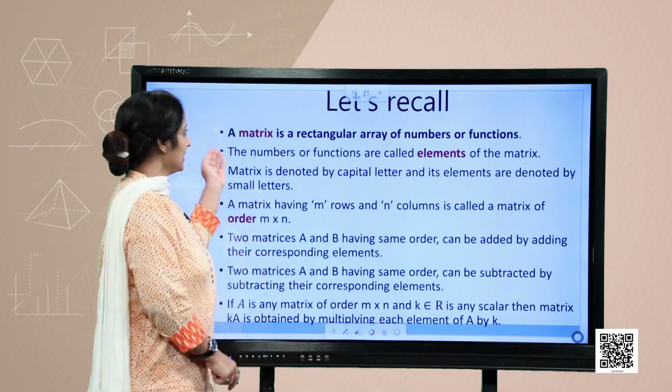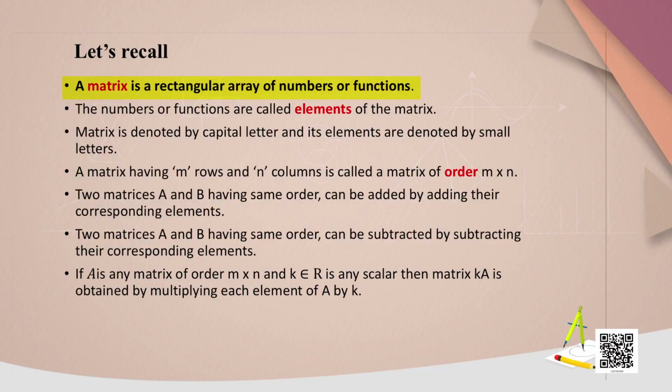Let's recall. A matrix is a rectangular array of numbers or functions. The numbers or functions are called elements of the matrix. A matrix is denoted by a capital letter and its elements are denoted by small letters. A matrix having m rows and n columns is called a matrix of order m by n. Two matrices A and B having the same order can be added by adding their corresponding elements. Similarly, two matrices A and B having the same order can be subtracted by subtracting their corresponding elements.